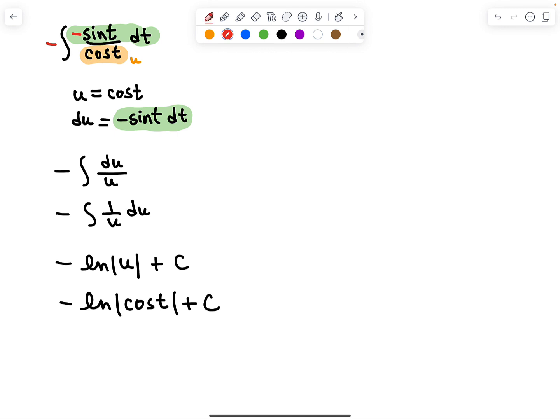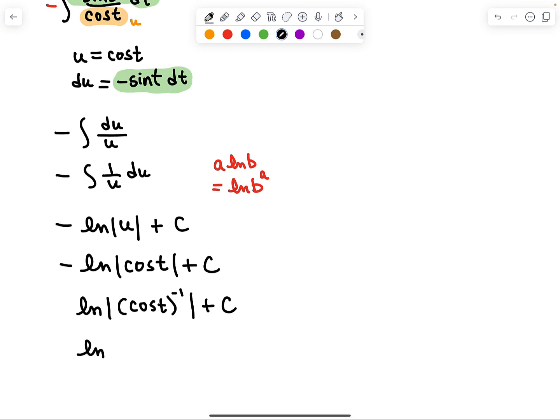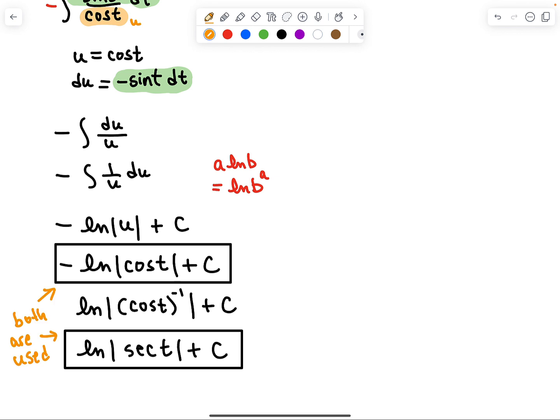Now recall this property of logs that if you have a log b, you can bring that a up as a power on that b. So this negative 1 I can bring up as a power on that cosine. This is not the same meaning as putting the power negative 1 right there. This is one complication with this notation. That means arc cosine. This notation with the power outside the parentheses means do 1 over cosine of t, which is secant of t. So I could write my answer as the natural log of absolute value of secant of t. Either one of these is correct. And I've seen both used in different textbooks by different authors, by different mathematicians. It doesn't really matter which one you use.